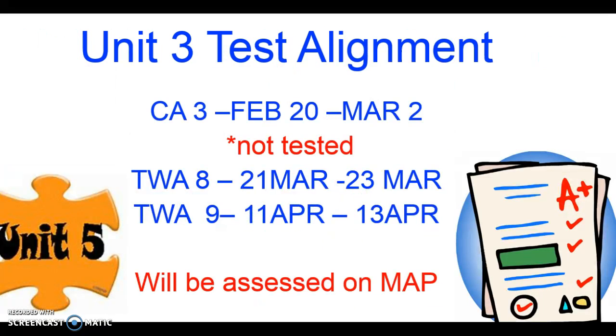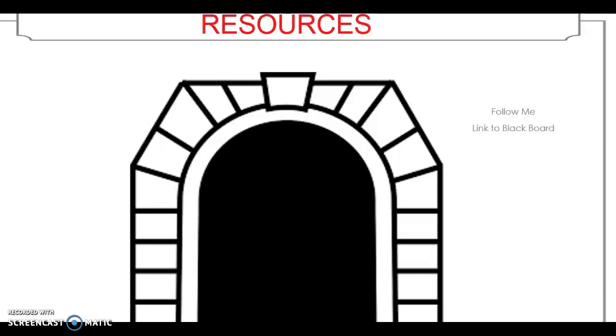As far as test alignment, for the Unit 5 tests that we have to worry about, the CA window is going to start right at the beginning of Unit 5. CA window opens the 26th, so I have this date just a little bit off, all the way through March 2nd, but the information in Unit 5 is not going to be tested, so you don't have to worry there. There is TWA 8, and it's March 21st through the 23rd, and then TWA 9 is April 11th through the 13th. TWA 8 is posted. TWA 9 is not posted yet, but it will be up soon for you.